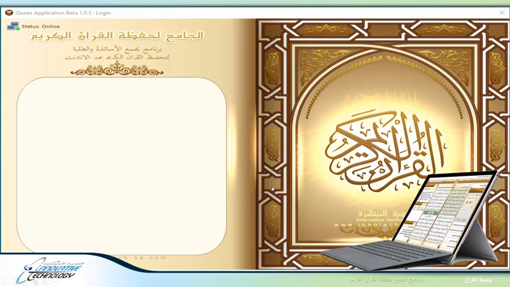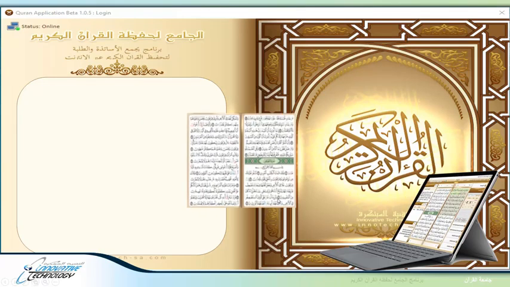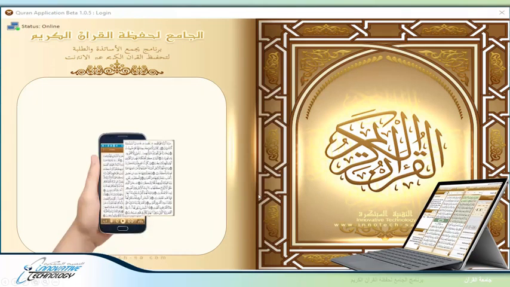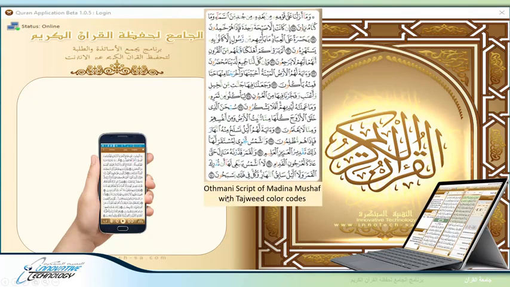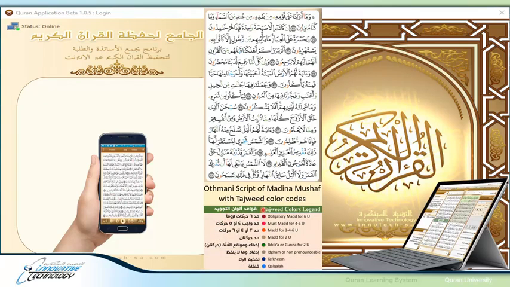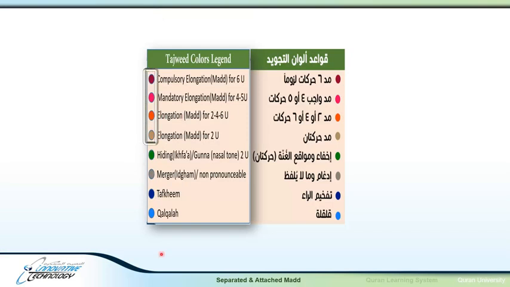In our Quran learning management system, whether we're using the desktop version or the mobile version, in both cases, we use the Ottoman script of Medina Mus'haf with Tajweed color codes, which we call قواعد ألوان التجويد or Tajweed color legend, where every Tajweed rule is given a unique color code. 4 of these 8 colors are related to Tajweed rules related to med, elongation, أحكام المد.